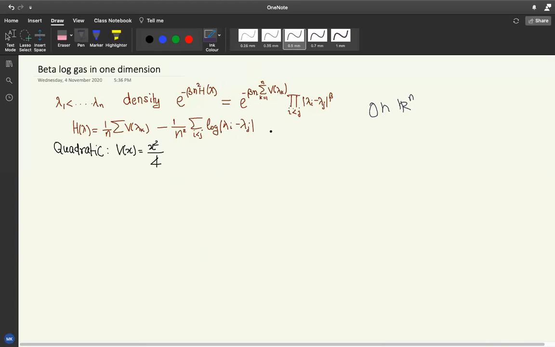This way of specifying a density is very common in statistical mechanics. When you have a configuration, you specify its density as e to the minus some energy. Along with that, we usually put this parameter beta, which is just a positive number.